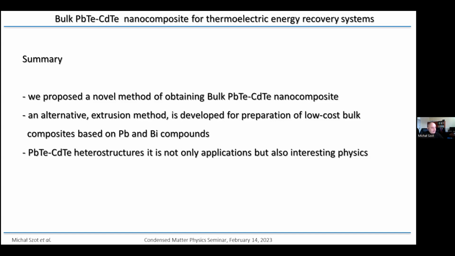in factories. And finally, we should also remember that lead telluride, cadmium telluride heterostructure is not only application but also intrinsic physics. I mean, for example, photonic effects. Photonic effects were a key feature which was strongly exploited in my recent project concerning the detectivity of the lead telluride, cadmium telluride heterostructures.